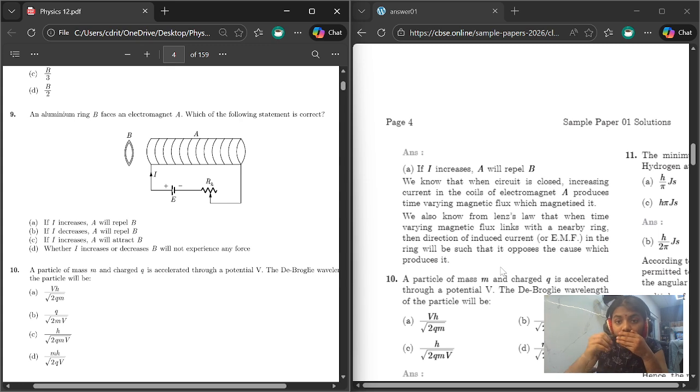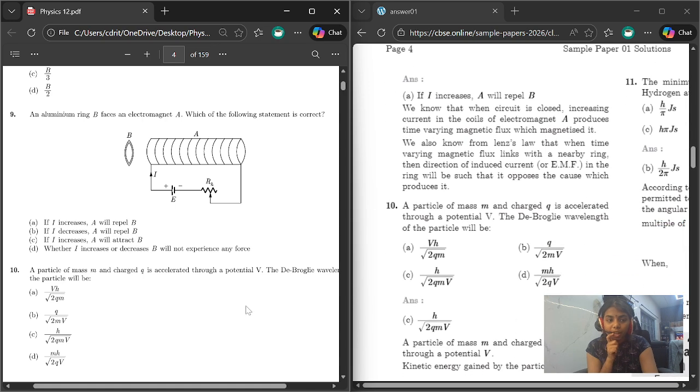We know that when the circuit is closed, increasing current in the coil of electromagnet A produces a time varying magnetic flux which magnetizes it. We also know from Lenz's law that when time varying magnetic flux links with a nearby ring, the direction of the induced current or EMF in the ring will be such that it opposes the cause which produces it. Because of Lenz's law, that we remember. Next, 10th question.